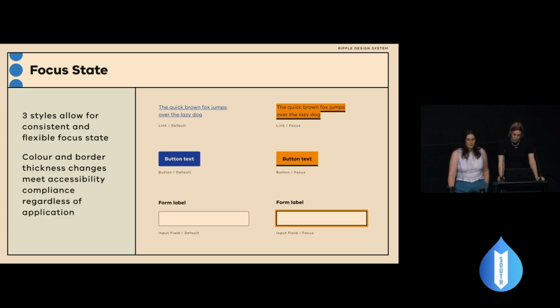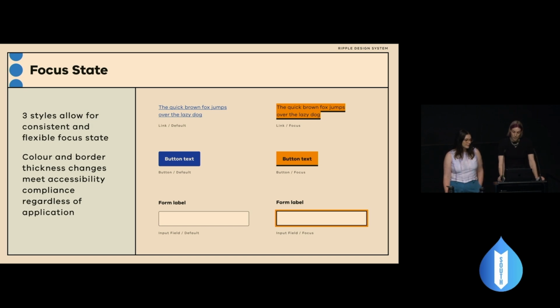And then also the focus state. The focus state helps users understand which element is currently selected and ready for interaction. We've designed this focus state colour to be the direct opposite of the primary colour. This allows all colourblind users to see a visual difference regardless of their colourblind type. In addition to that colour change, we've also used border thickness changes to ensure accessibility compliance regardless of the background or surrounding elements of the components.